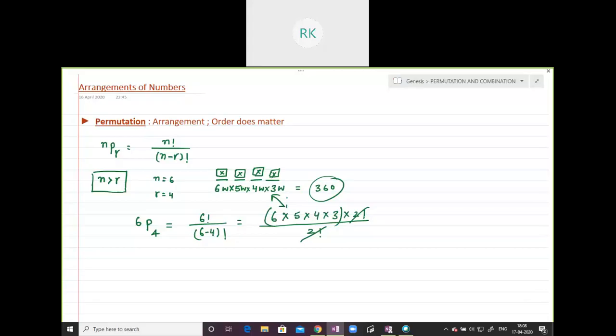Second position, how many ways? Remaining 5, any one among 5. Third, any one among remaining 4, and the fourth position will be occupied by any one among the remaining 3. So very simple. Whether you use the formula or not does not make any difference. I would request you not to use it. Let's solve using the fundamental counting principle only. Just finding the number of possibilities at the different positions will get the answer.